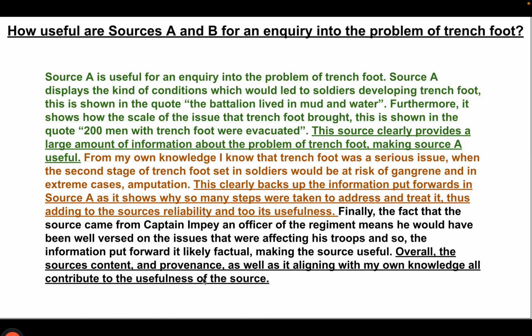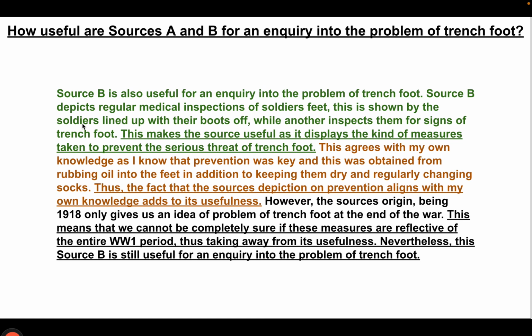So as you can see in the sections underlined, I am constantly reviewing its usefulness and addressing it. This is critical to hitting that level 3. Every section, you need to link it back to usefulness. Now, when we look at source B, I've written a bit less, not the end of the world. I'm still going through the 3 sections and getting down all of the information I need.